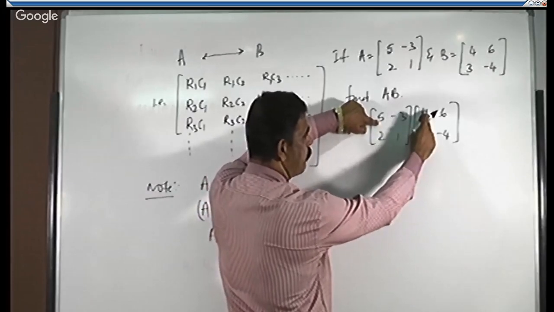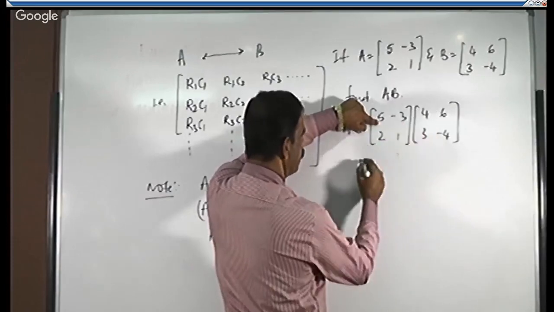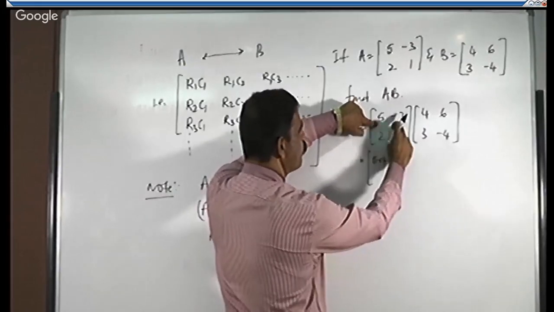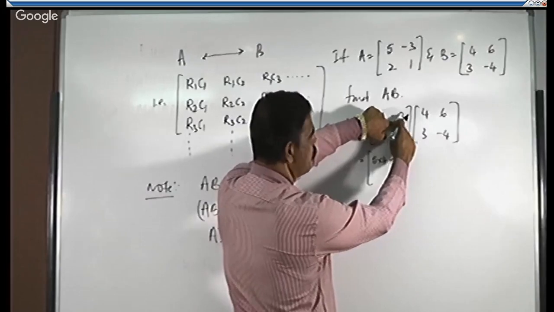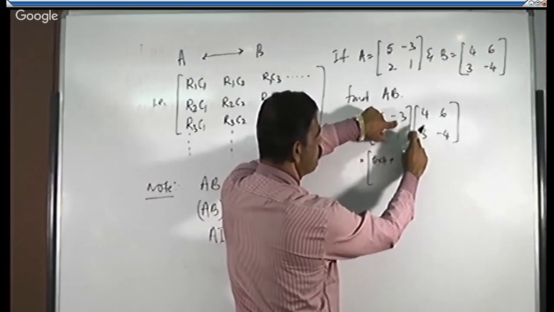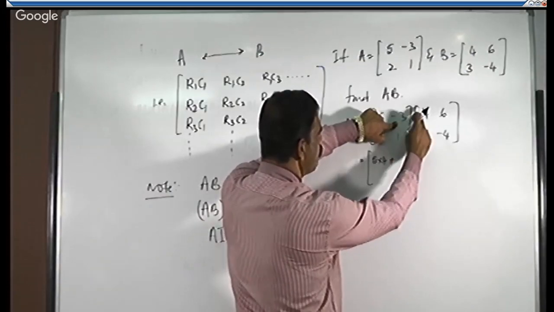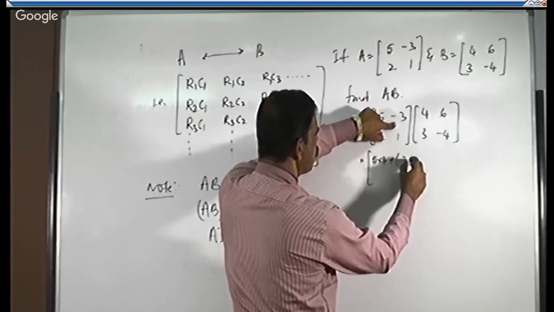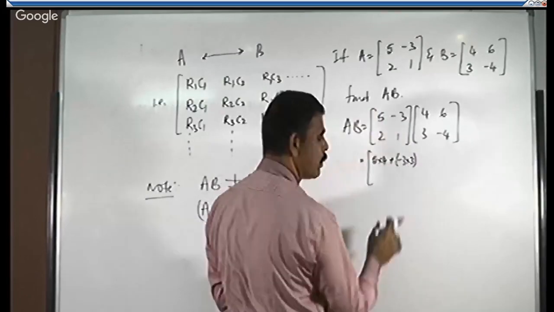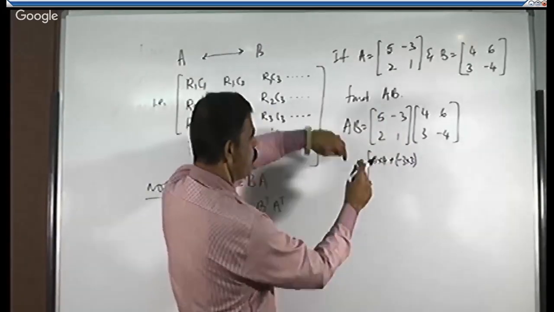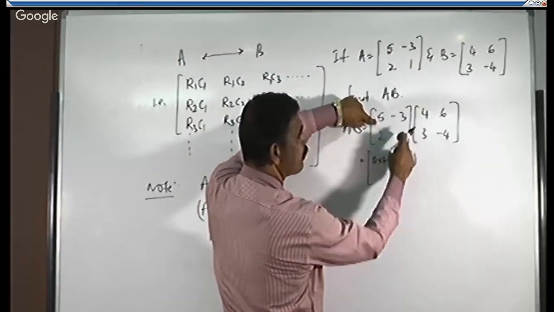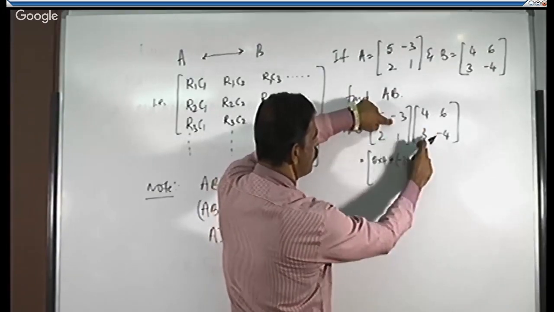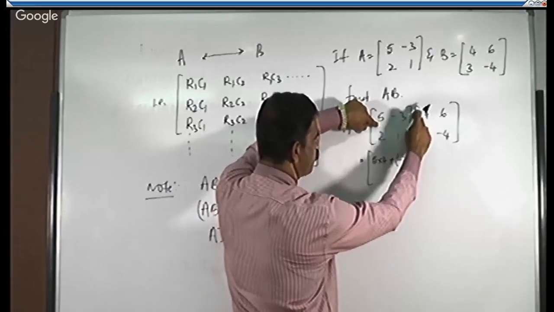First element of the first row into the first element of the first column. That gives you 5 into 4 plus, move forward along the row and down along the column, the second element of the first row multiplied with the second element of the first column, that is minus 3 into 3. This entire thing becomes a single element in the answer. I repeat it. The first row is multiplied with the first column: first element into first, 5 into 4 plus minus 3 into 3. The row is multiplied with the column.